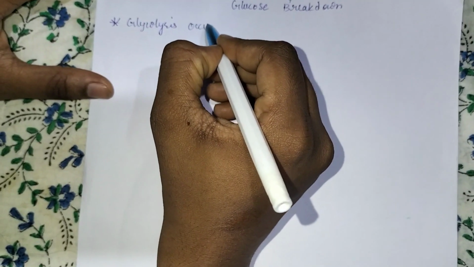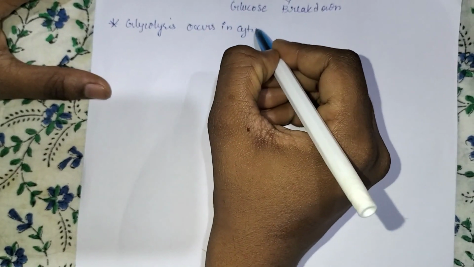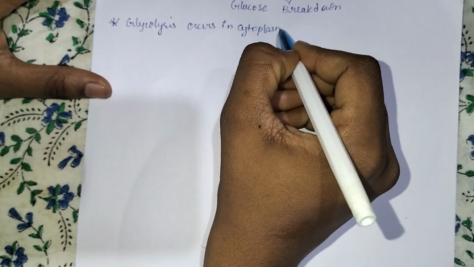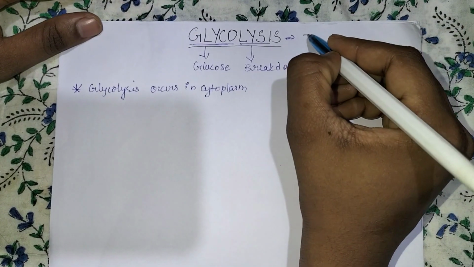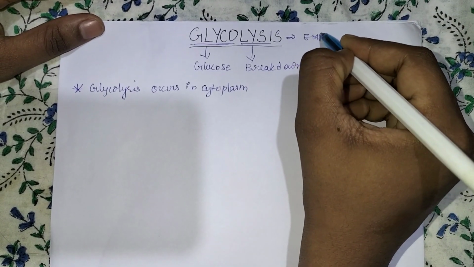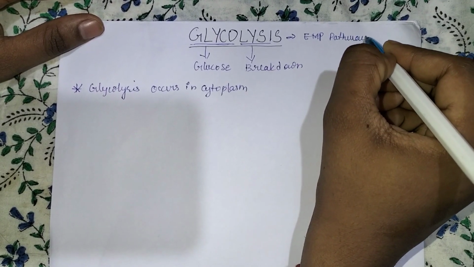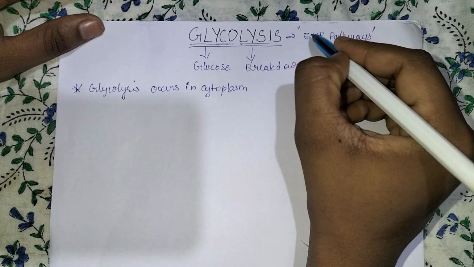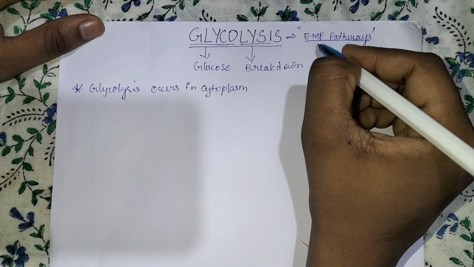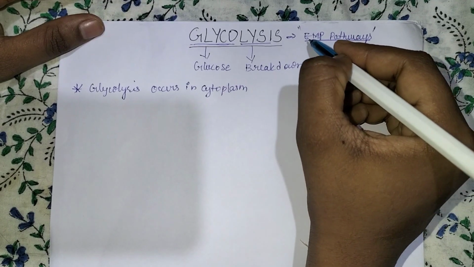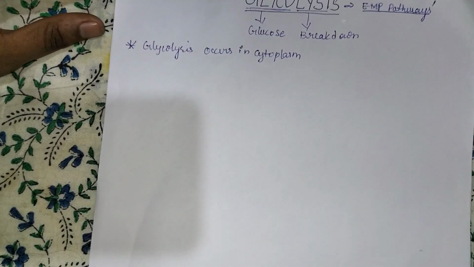Glycolysis occurs in the cytoplasm first. This is the important thing. Next, it has another name. Glycolysis is also called the EMP pathway. Got it? It is also called the EMP pathway. It is based on the scientists who discovered glycolysis, on the basis of the scientist names. EMP pathway stands for Embden-Meyerhof-Parnas pathway.